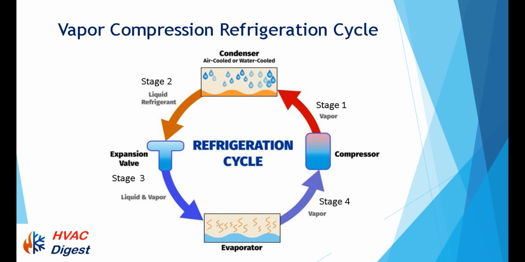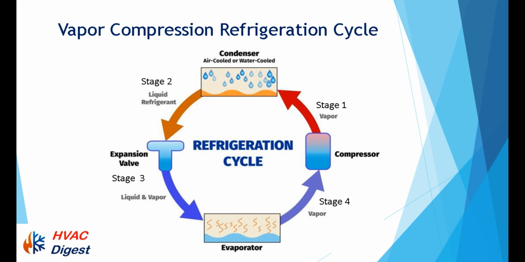Stage 2. This high-pressure vapor enters into the condenser, where the refrigerant is cooled down. During this process, phase transition of refrigerant takes place. That is, vapor refrigerant turns into high-pressure liquid refrigerant.